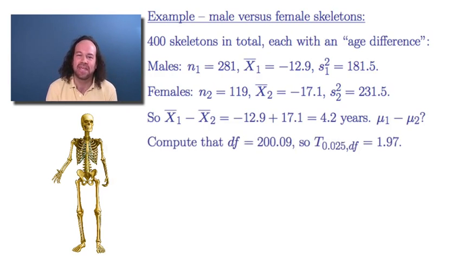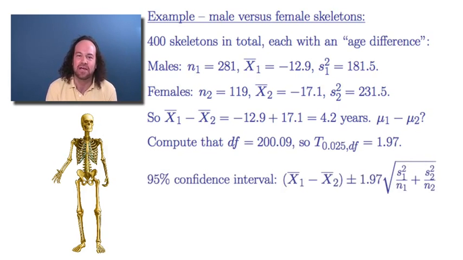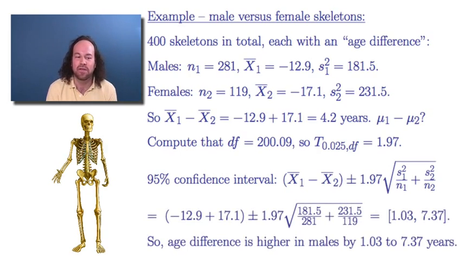And then we have to get the computer to help us compute the corresponding critical value, and it works out to 1.97 in this case, which is just a tiny bit more than the 1.96 it would be for the standard normal distribution. So then a 95% confidence interval, well, it should be the difference in the sample means plus or minus this critical value of 1.97 times this square root of the sum of the sample variances, which works out, when you put in the numbers, to between 1.03 years and 7.37 years.